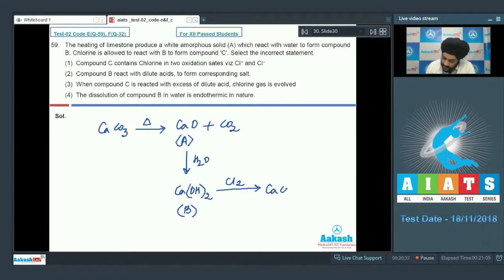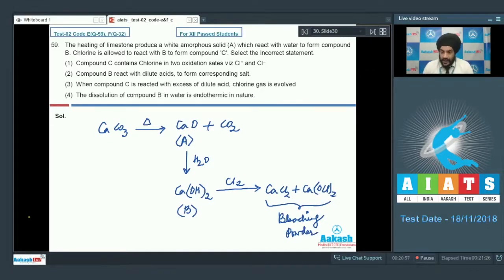So which is CaCl2 plus CaOCl2. The mixture is known as bleaching powder. So let us now look at the options, and it is given to us that we have to mark the incorrect statement among the following.